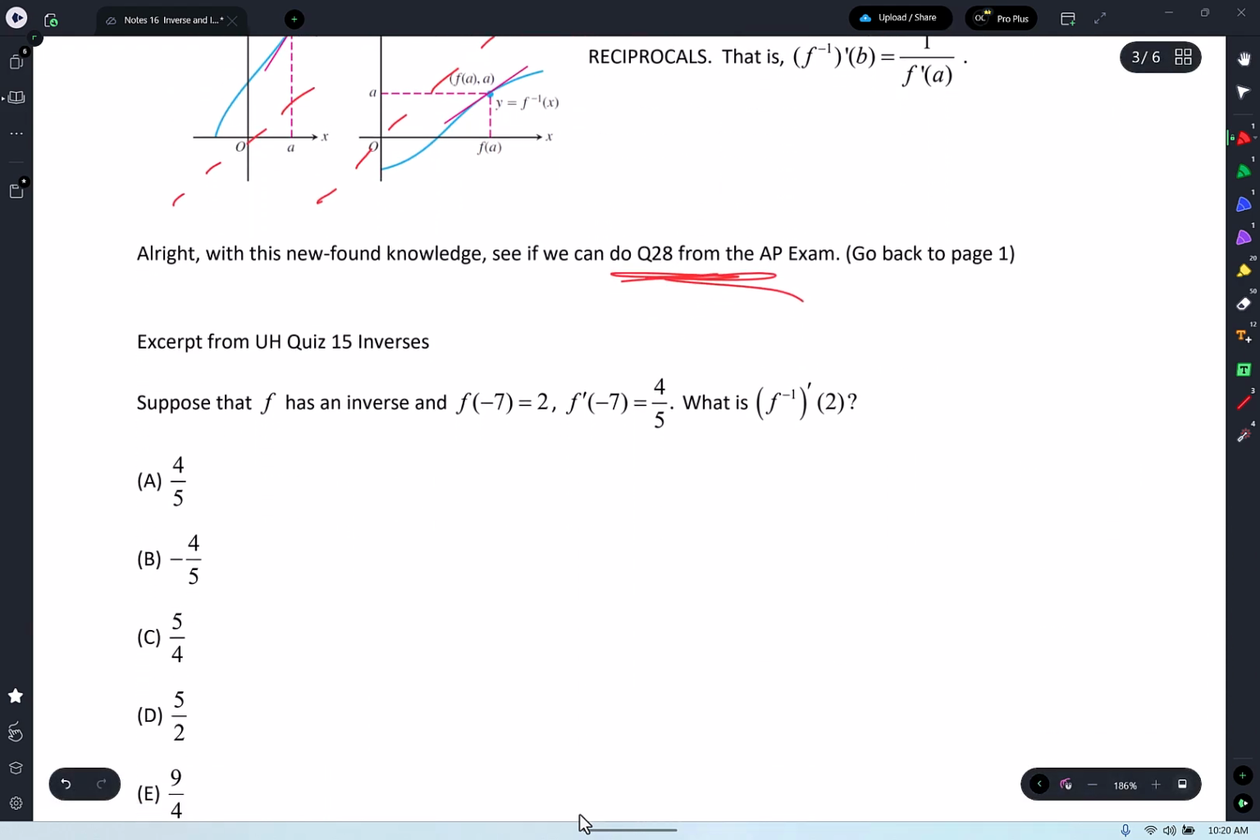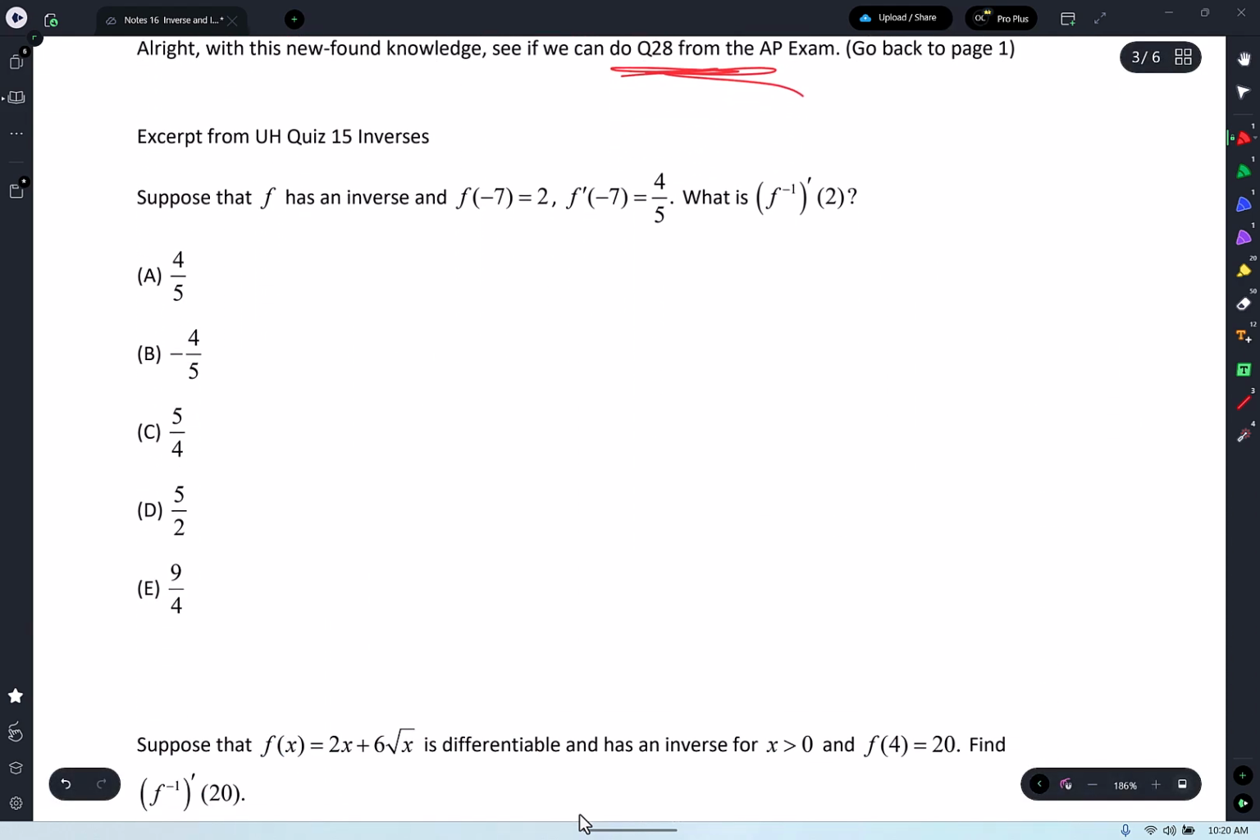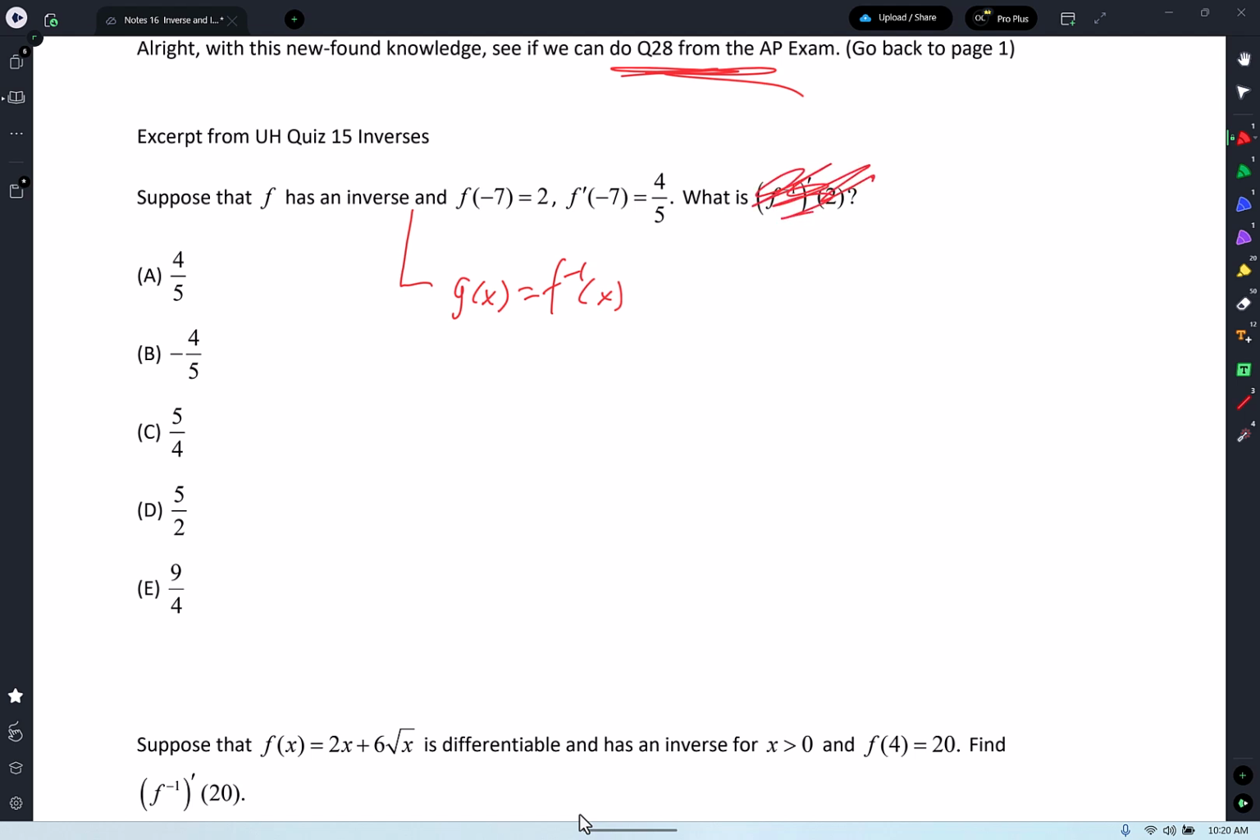All right, check it out, guys. I'm going to go slow. Does it help if I call it g instead of f of negative 1? Okay, so let's do that. Suppose f has an inverse, and I'm going to say g of x is equal to f of negative 1 of x. What is g prime of 2?